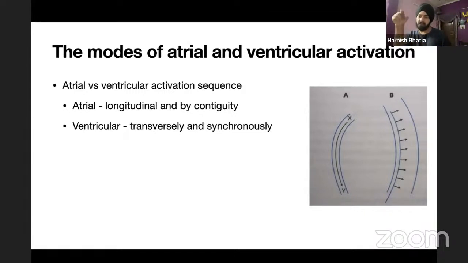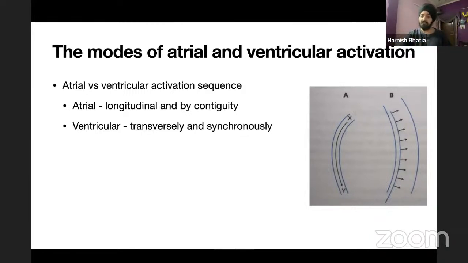In the atria, we saw that there are anterior, middle and posterior internodal tracts, but they are not that specialized. They do not conduct that fast. So the atrial muscles depolarize one after the other, by contiguity. The depolarization wavefront is slow in the atria, and the whole of both atria don't depolarize at the same time. They take some time, while both ventricles depolarize at the same time. So the atrial depolarization wave is longitudinal and by contiguity. The ventricular one is transverse and synchronous.